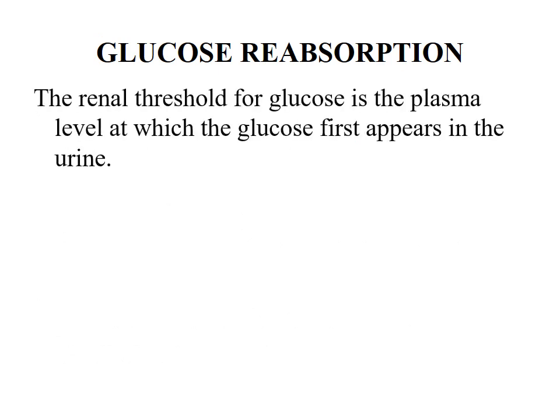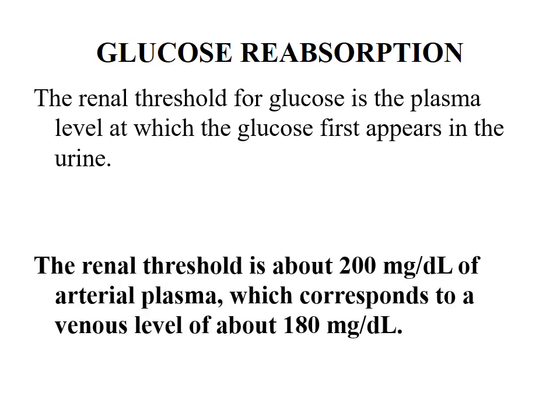Renal threshold for glucose is the plasma level at which the glucose first appears in the urine. The renal threshold is about 200 milligram per deciliter. Please remember, deciliter means per 100 ml. So it is 200 milligram per 100 ml of arterial plasma, which corresponds to a venous level of about 180 milligrams per 100 ml. So that is the renal threshold.